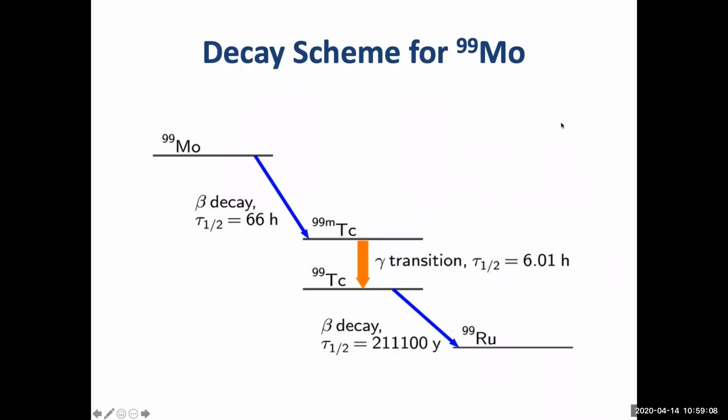This is the decay scheme of molybdenum-99. Molybdenum-99 decays by beta, and the half-life of molybdenum-99 is 66 hours. It decays to technetium-99 metastable, then it transitions, and the half-life of technetium-99 metastable, as we said, is 6 hours, from the metastable to another more stable state, then decays again to ruthenium-99.